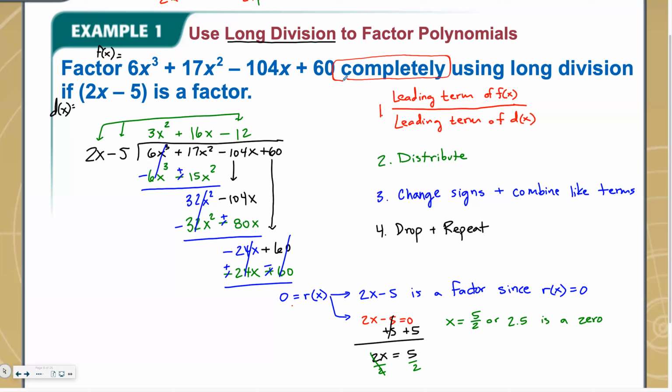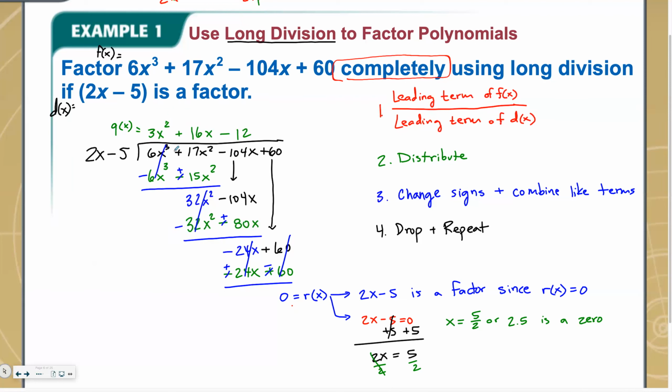Well, there are still more factors out there. What I need to do is look at the quotient. I didn't even label this right up here. This quotient, I'm now going to rename it Q of X. The quotient, Q of X here, has two more factors. I know that because there's a second power of X. So there's two more factors in there.